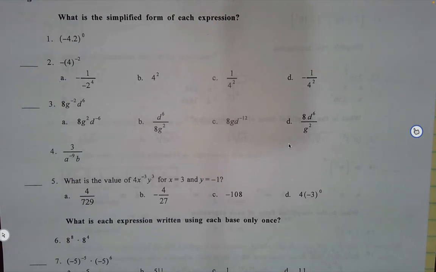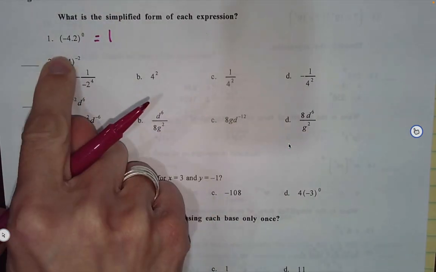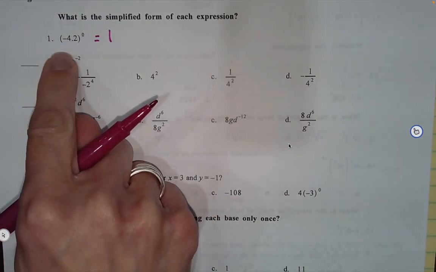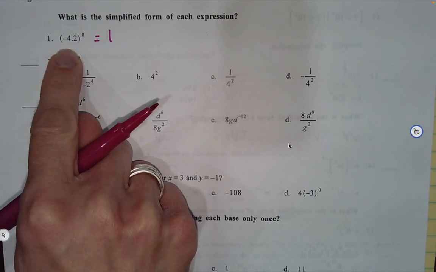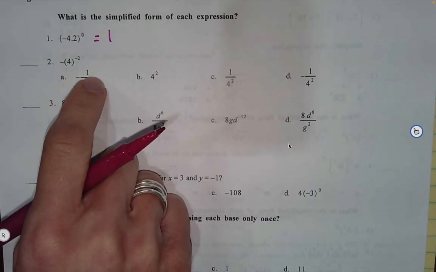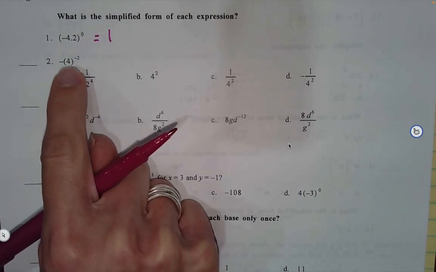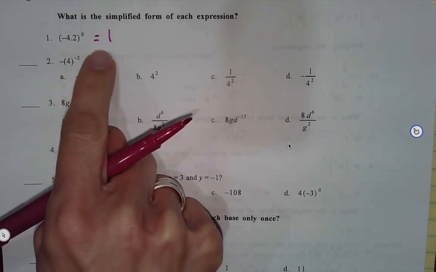Now, anything to the 0 power is 1. So everybody should have gotten that one. That was just like your quiz, right? So anything to the 0 power is 1. If you put that in your calculator with the parentheses, just like they have it, it would tell you it's 1. Are we good with that? Yes. Okay.